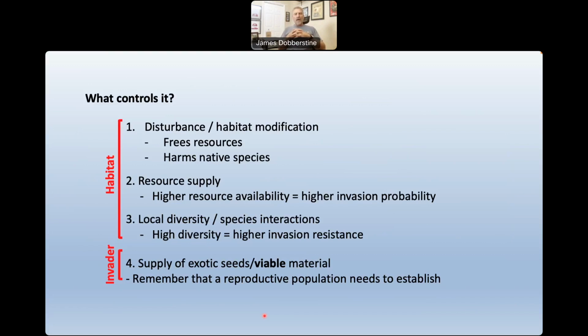So, where you have higher resource availability, typically those also provide opportunity for invasion. So, there's a greater probability of other species invading those areas. And then the higher the diversity is, it's the opposite, right? Where you have high diversity, you have more ecologic niches filled. It really narrows the gap that an invasive species has to get a toehold in there, right?